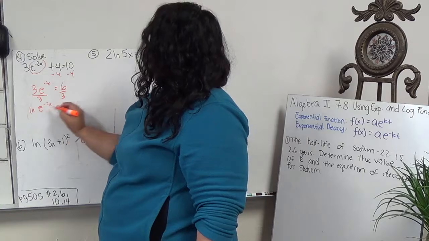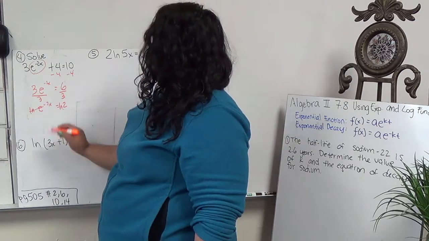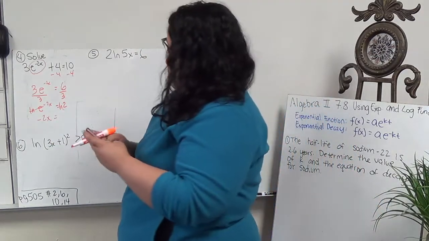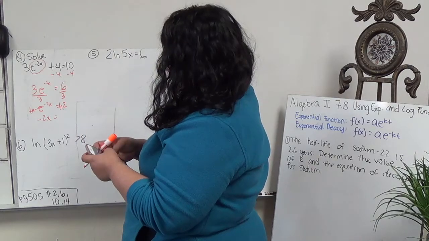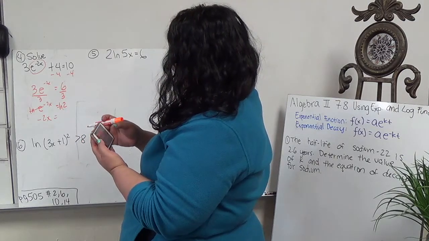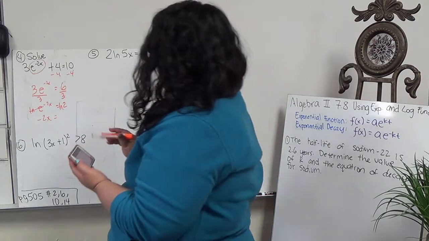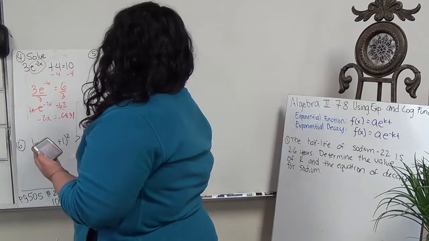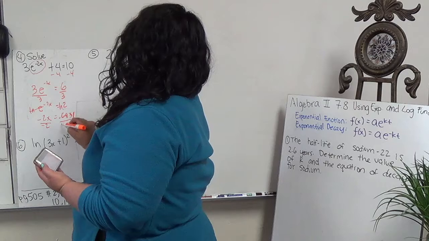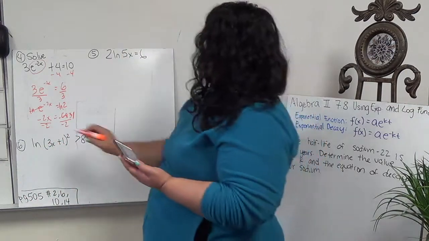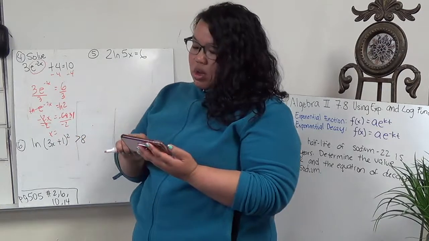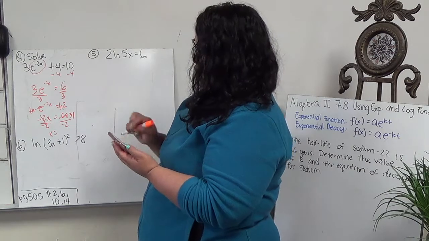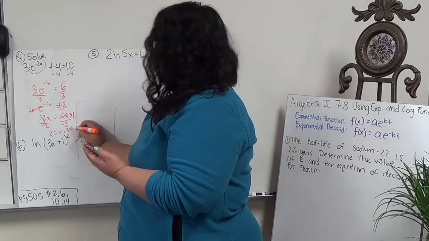Then I'm going to natural log both sides. So this cancels out, leaving me with negative 2x, and then whatever ln of 2 is, which is 0.6931. Then I'm going to divide by negative 2. And then I end up with, this canceling out, x equals 0.6931 divided by negative 2, which is negative 0.3466.